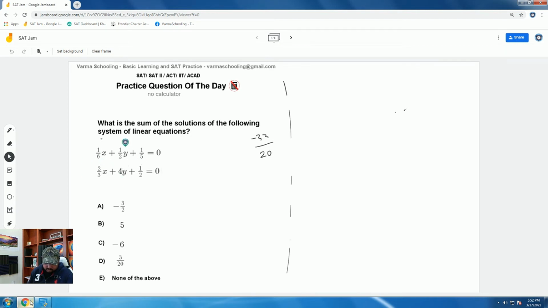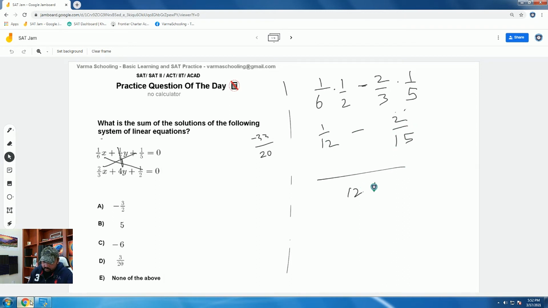We're doing the value of y now. So for the value of y, the numerator will be this times this. So 1/6 times half minus 2/3 times 1/5. So that becomes 1/12 minus 2/15. We'll just quickly calculate this.